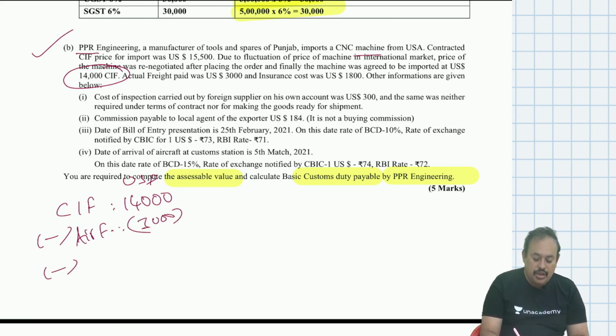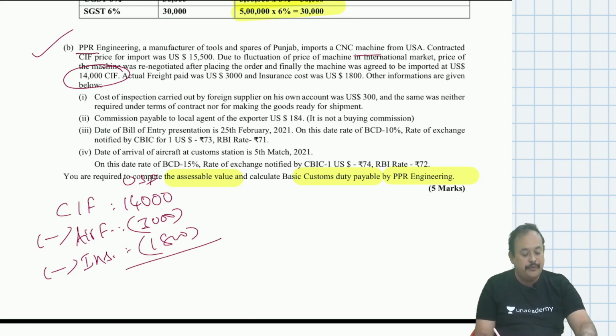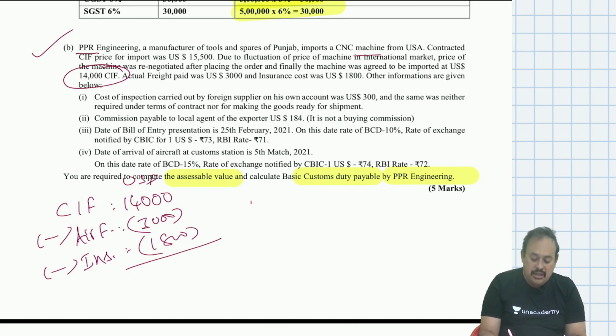And deduct the insurance, actual insurance. How much is given? 1,800. Both are deducted. You will get $14,000 minus 3,000 minus 1,800. You will get FOB value 9,200 of FOB value of exporter. So add to that rule number 10(1) expenditure.